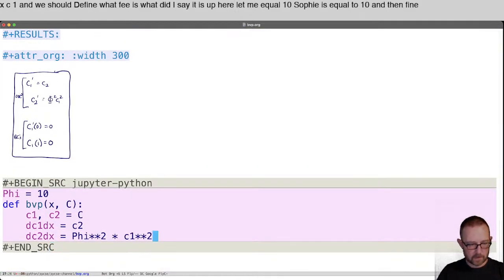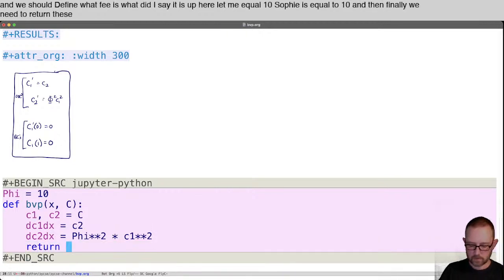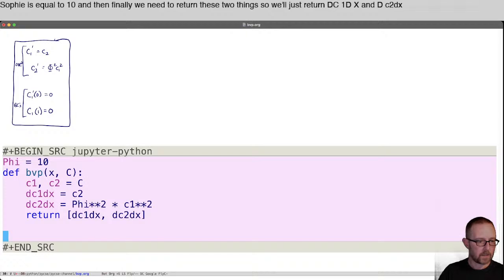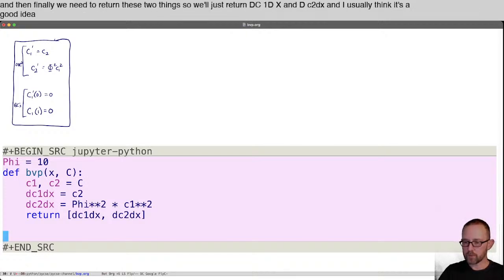And then finally we need to return these two things. So we'll just return dC1/dx and dC2/dx. And I usually think it's a good idea to try to evaluate those, but we don't have the right things set up for x and c yet, so we'll skip that.